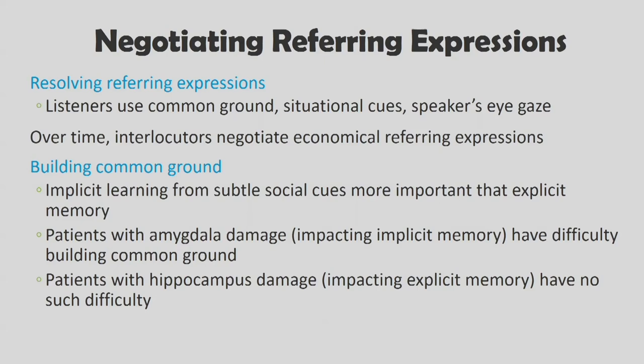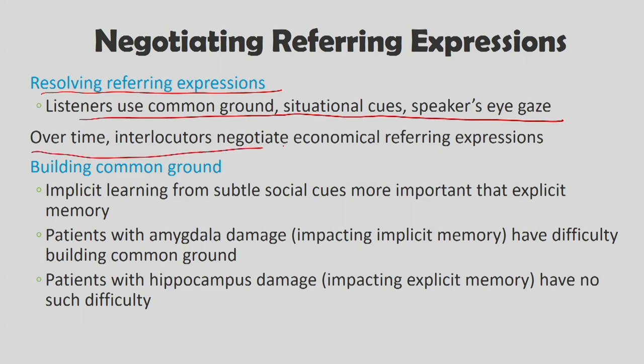And so, we then need to negotiate referring expressions and resolve referring expressions. We strive for optimal relevance in response. Now, in resolving referring expressions, that is, in deciding what they mean, listeners also have a tendency to be egocentric. So, how do we resolve referring expressions? Listeners use something called common ground, situational cues, and the speaker's eye gaze. Over time, interlocutors negotiate economical referring expressions.